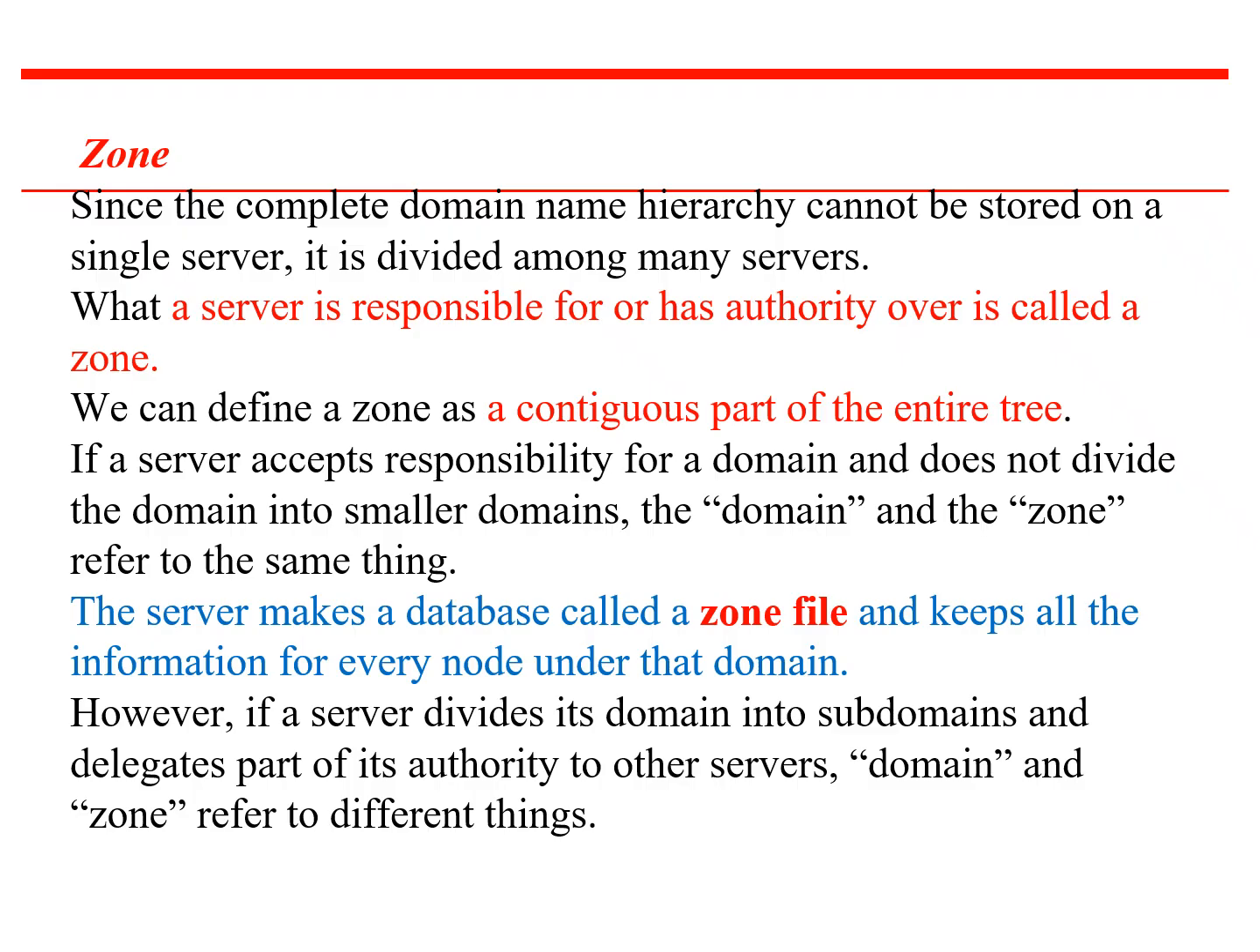A server makes a database called a zone file and keeps all the information for every node under that domain. However, if a server divides its domain into subdomains and delegates part of its authority to other servers, then domain and zone might refer to different things. So from this slide, we can understand that whichever server is responsible or has control over a particular area or a particular tree, we call it a zone.